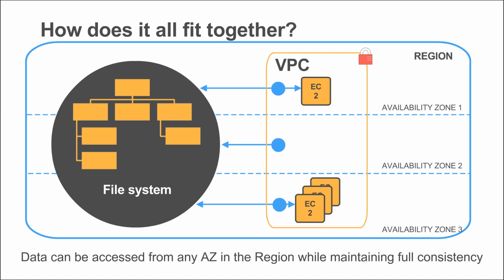So how does it all fit together as a summary? A file system belongs to a region, and within that region you have multiple availability zones, and the file system spans the availability zones, so it's accessible across availability zones. You have a VPC, this is your VPC, and that also spans availability zones. And within each availability zone, within your VPC, you will create a mount target, and that mount target is what's used by your instances within each AZ and within that VPC to access your file system.